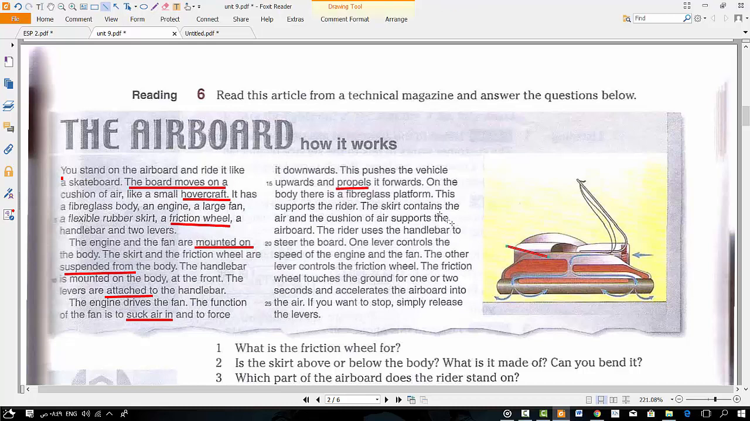This one supports the rider. The skirt contains the air and the cushion of air supports the airboard. The rider uses the handlebar to steer the board. One lever controls the speed of the engine and the fan. The other lever controls the friction wheel. The friction wheel touches the ground for 1 or 2 seconds and accelerates the airboard into the air. If you want to stop, simply release the levers.